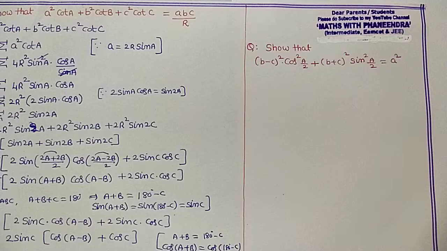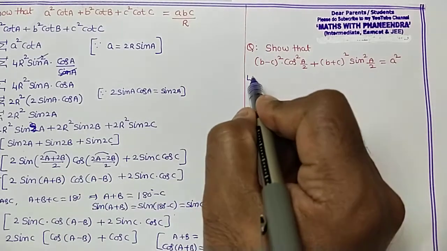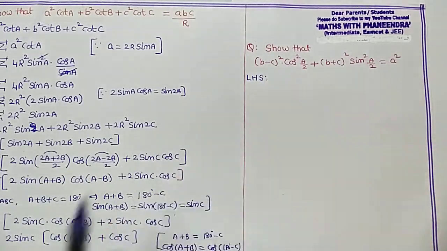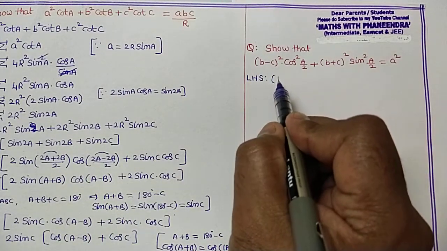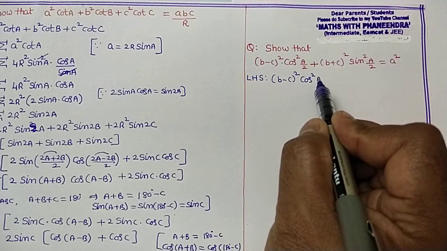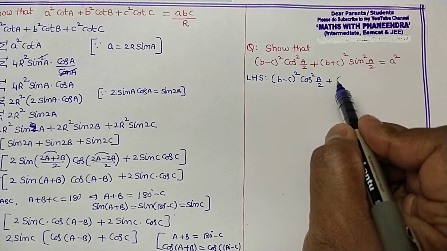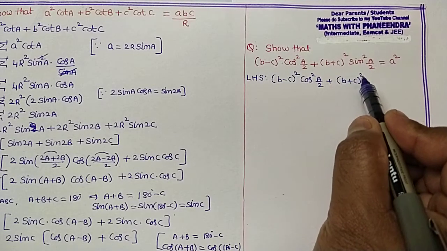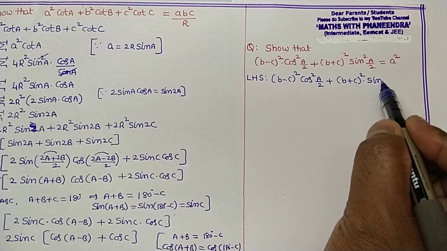The next question. Show that (b minus c) whole square into cos square A by 2 plus (b plus c) whole square into sin square A by 2, which is equal to a square. Consider LHS. Now (b minus c) whole square into cos square A by 2 plus (b plus c) whole square into sin square A by 2.